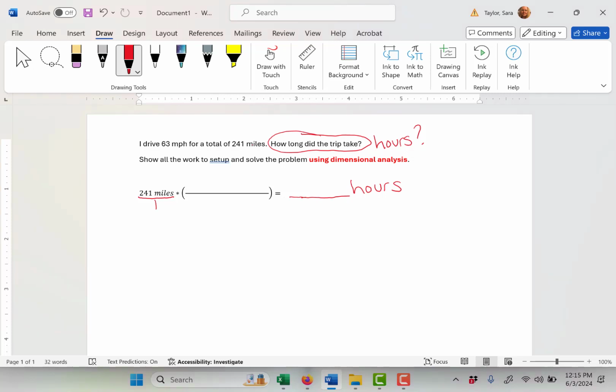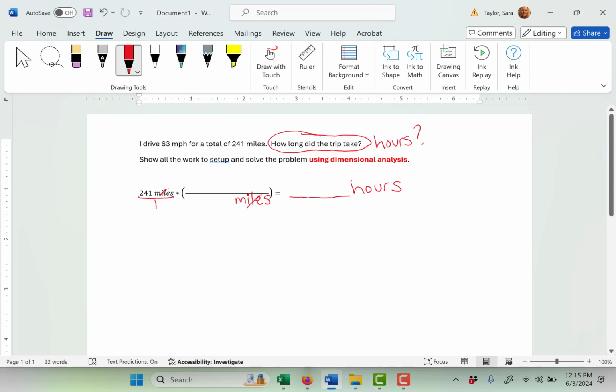I have my starting value with units, 241 miles. I have my ending units. And now what I need to do is fill in this conversion factor in order for the units to work out. If I start with units of miles in the numerator, and I don't have units of miles in the answer, it must be the case that I multiplied by something that has miles in the denominator. That will make the miles cancel.